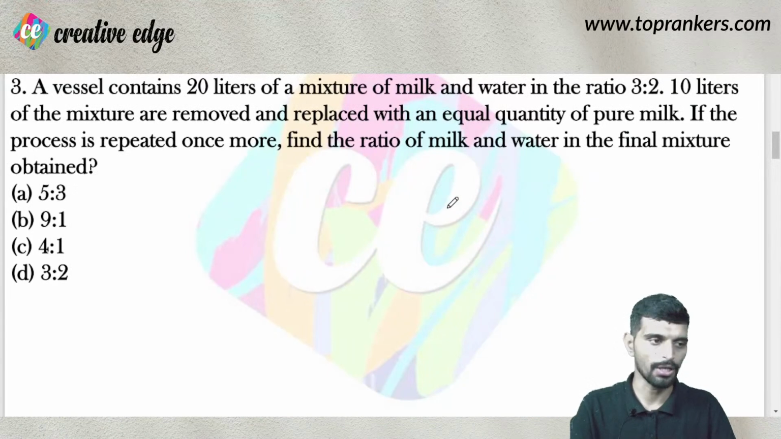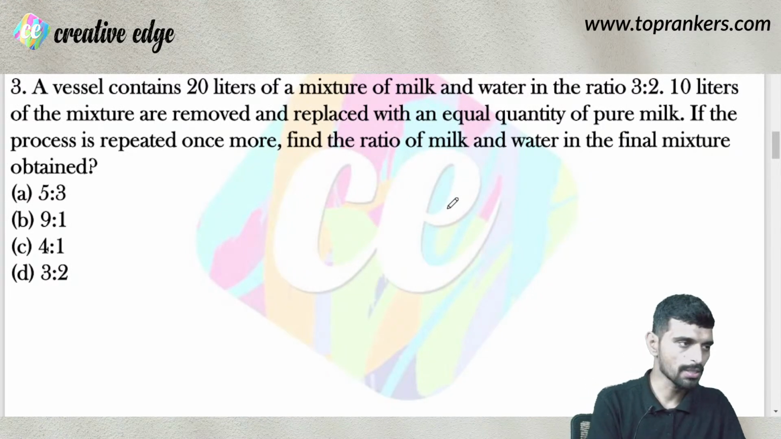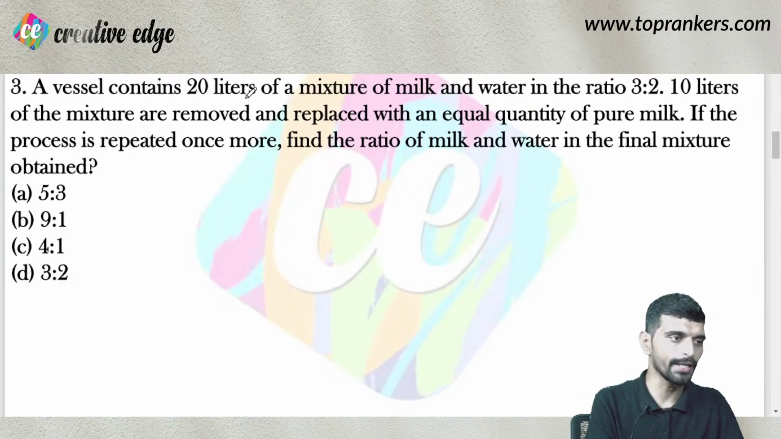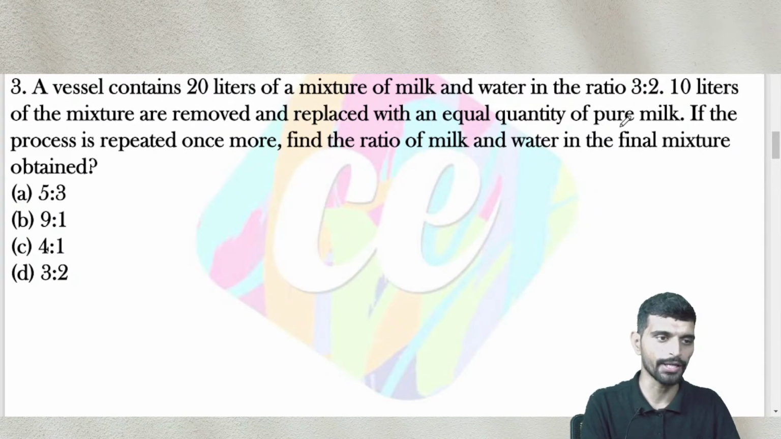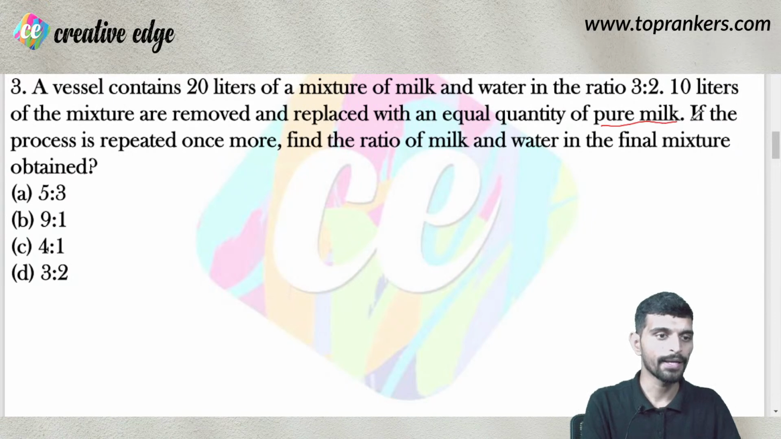The next question on our screen says a vessel contains 20 liters of a mixture of milk and water in the ratio 3:2. 10 liters of the mixture are removed and replaced with an equal quantity of pure milk. If the process is repeated once more, find the ratio of milk and water in the final mixture obtained.